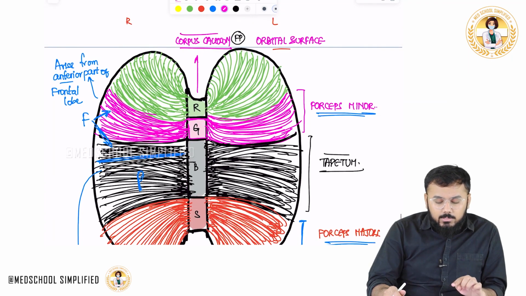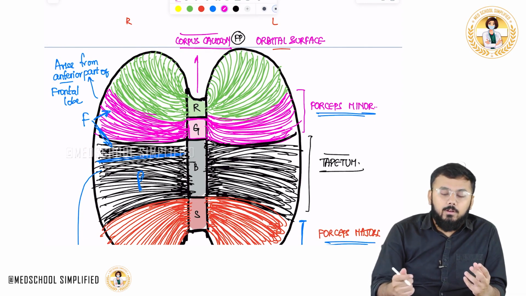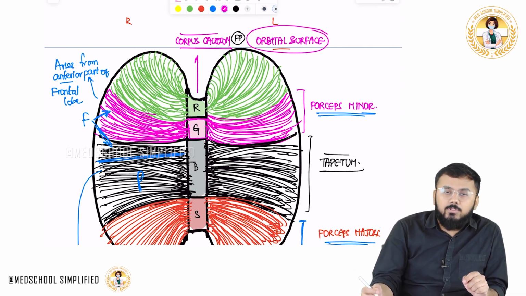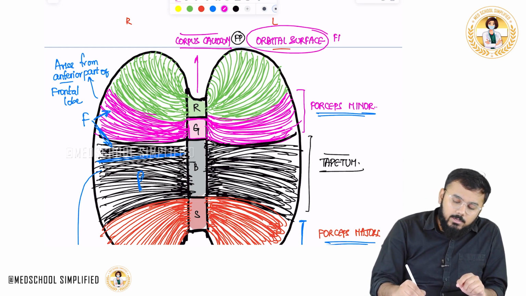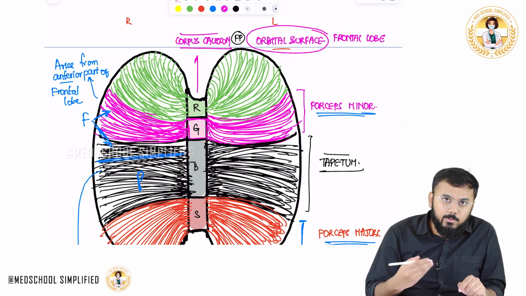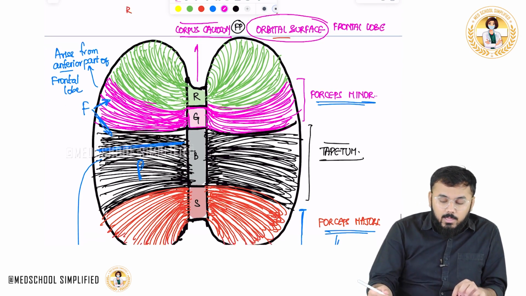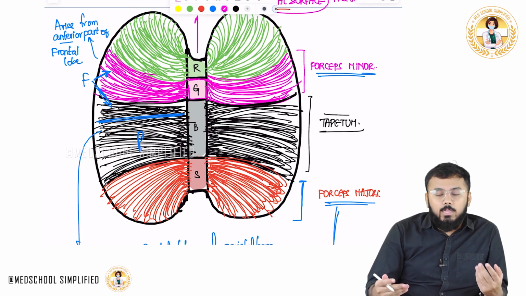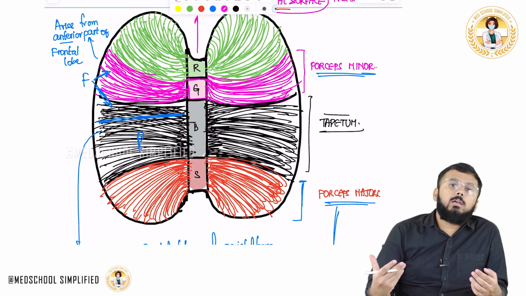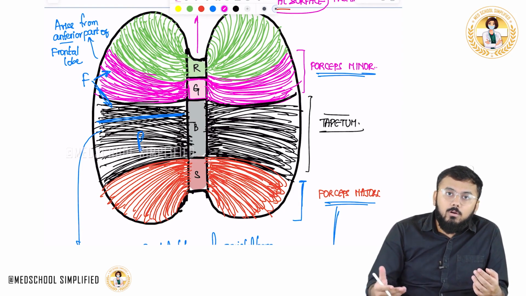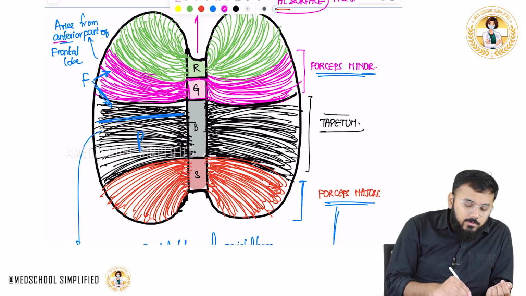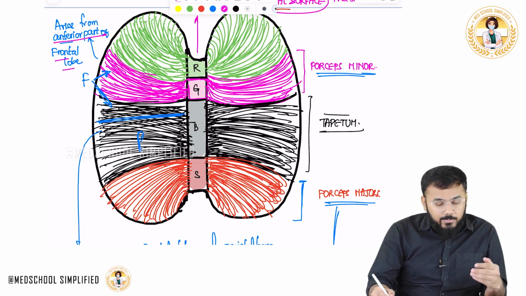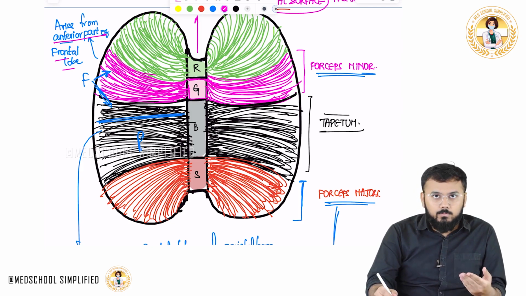Right, so the commissural fibers which form the rostrum originate from where? They originate from the orbital surface of the frontal lobe. From there, these commissural fibers originate and form the rostrum. Next, forceps minor. It is formed by the commissural fibers arising from which part of the cerebral cortex? It arises from the anterior part of the frontal lobe. From there the fibers come and form the genu.